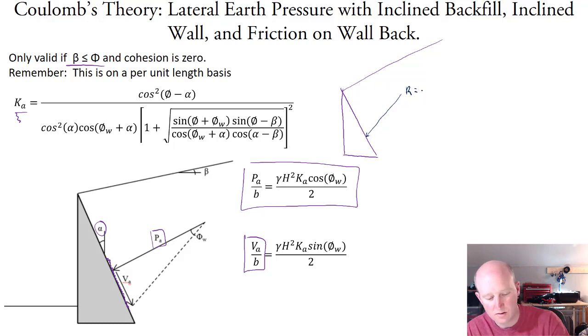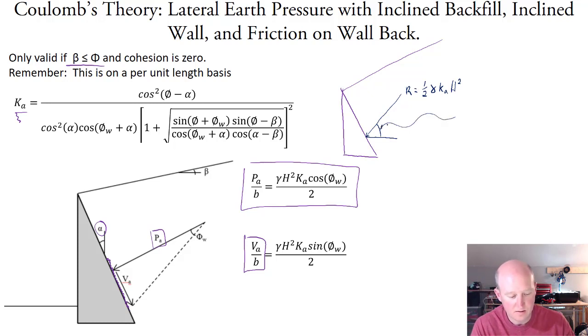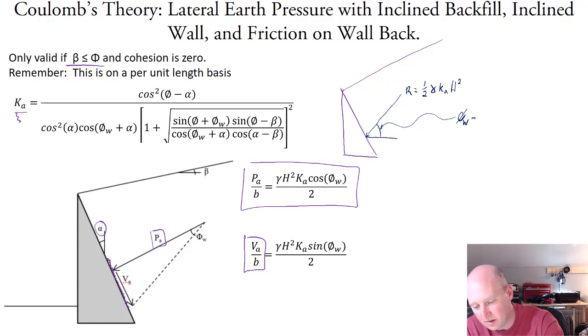And so R is just going to be 1/2 gamma Ka h squared. And then we've got to recognize that this angle is going to be inclined by phi wall, which is the frictional component between the backfill and the wall, and also alpha.